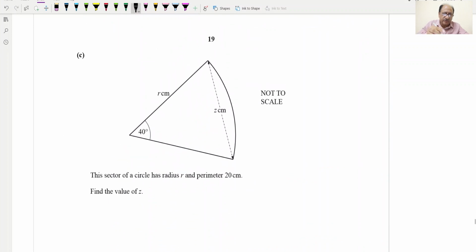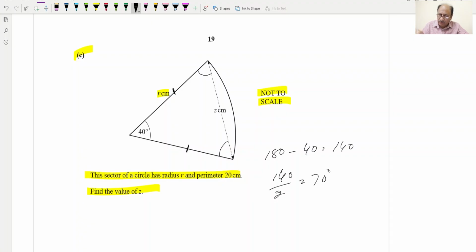Now part C, a sector is provided. The diagram is not to scale. The sector of a circle has radius R, this is R, and perimeter is 20. Find the value of Z. Perimeter is 20, so this side is equal to this side because both are radius, so we can find this angle and this angle. 180 minus 40 will be equal to 140, and 140 divided by 2 is equal to 70 degrees. So this is 70 degrees, this is also 70 degrees.